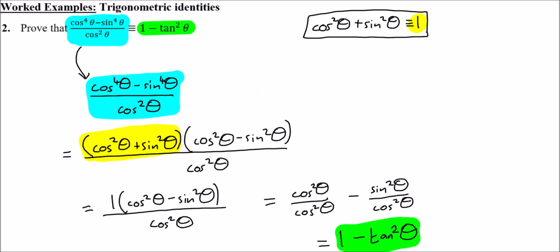So therefore, we can just conclude by saying cos to the power 4 theta minus sin to the power 4 theta all over cos squared of theta, therefore is 1 and the same as 1 minus tan squared theta. I've done my old trick of never leaving myself enough space, just about squeeze that on. So now we've proved question 2.